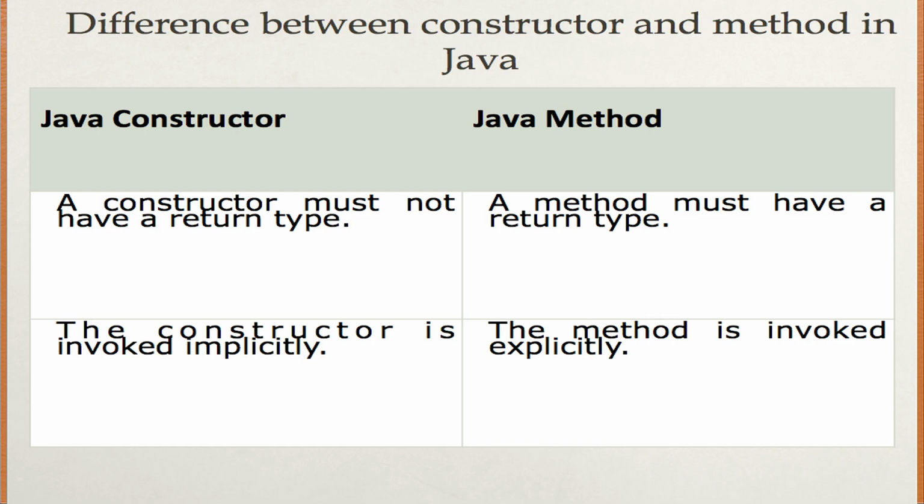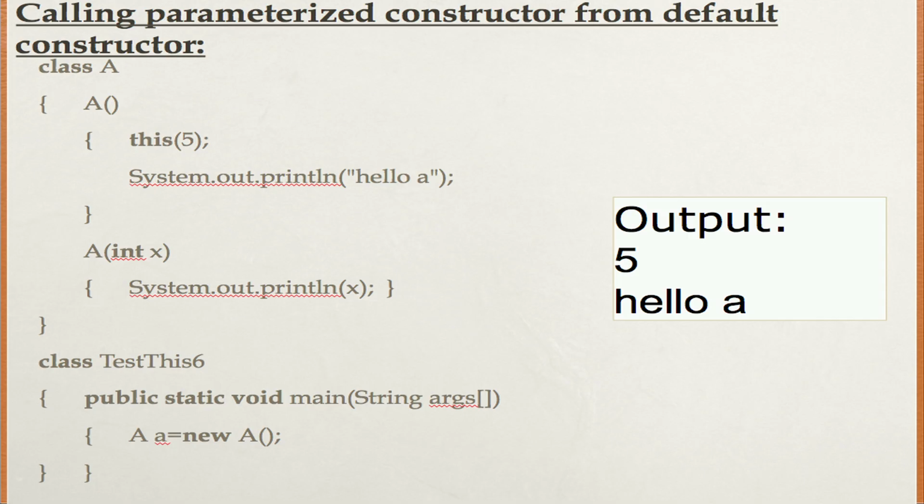And see another program, a tricky one, calling the parameterized constructor from the default constructor. Here we are mixing both the default constructor and the parameterized constructor. See the bottom part of this slide: class Test this 6. Inside it we have public static void main String args, and here A is the name of a class, and small a is the object of the class, equals new A. As this line executes, new A will automatically execute the constructor of the previous class A.